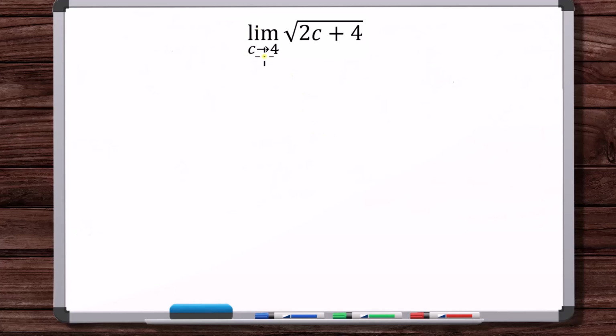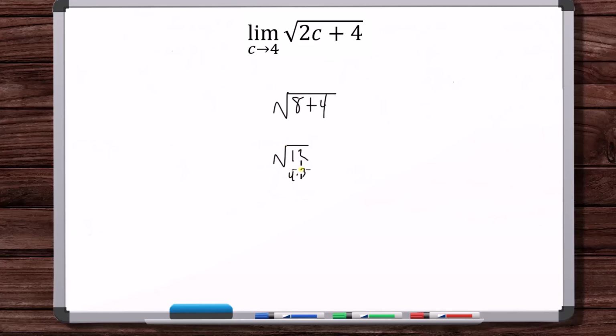Okay, the limit as c approaches 4 of the principal square root of 2c plus 4. Let's just plug in 4 and see what we get. Roots are continuous everywhere as long as you're in the domain. So 4 times 2 is 8, so we're going to end up with an argument that's greater than or equal to 0. So there you go.